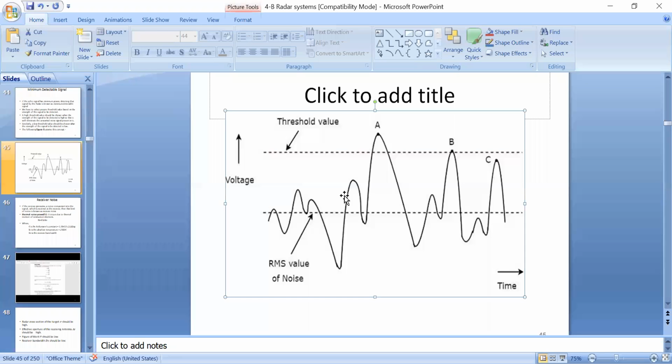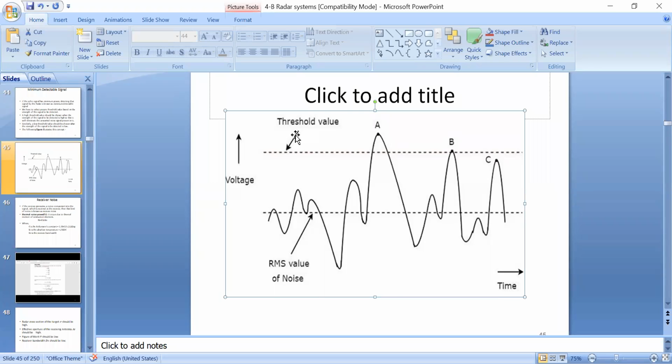Actually, this is the typical radar echo signal. We are transmitting an electromagnetic wave towards the target, right? Whenever that electromagnetic signal hits the target, it is re-radiated towards the radar system. Whenever it is reflected by the target, the signal is like this form. Here we are considering time on the x-axis and voltage on the y-axis, and we have some threshold value. While keeping this threshold value, we need to remember some points in our minds.